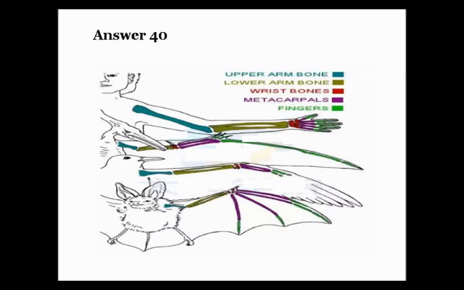and wrist bones, which are represented in red color, humans have the longest. Last but not the least, for metacarpals, which are represented in purple color, bats have the longest. For the fingers, which are represented in green color, dinosaurs have the longest. In conclusion, humans, dinosaurs, birds, and bats have similar bone structures.